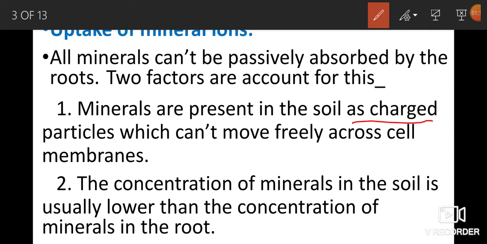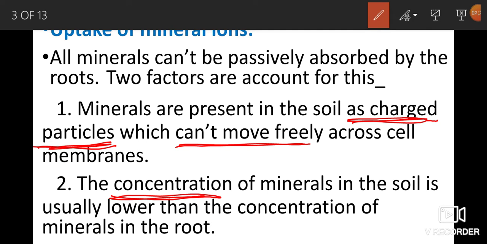are charged particles, so they can't move freely across cell membranes. The minerals present in the soil are charged particles, so they can't move freely across cell membranes. The second factor is that the concentration of minerals in the soil is usually lower than the concentration of minerals in the root system.